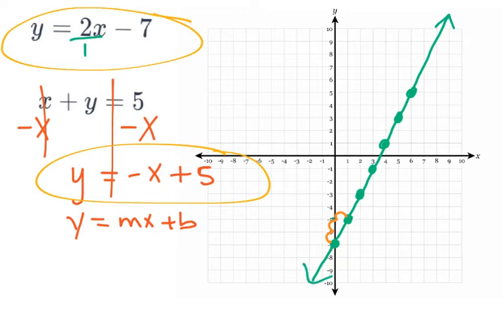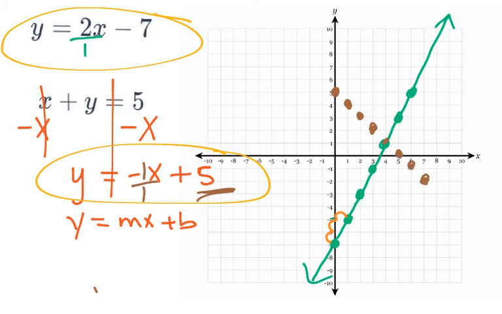All right. And then let's graph the second one. We start at +5 here. We're going to start there. And then my slope is -1 over 1. So I'm going to go down 1, right 1, down 1, right 1, down 1, right 1, down 1, right 1. And we can see they intersect right there.